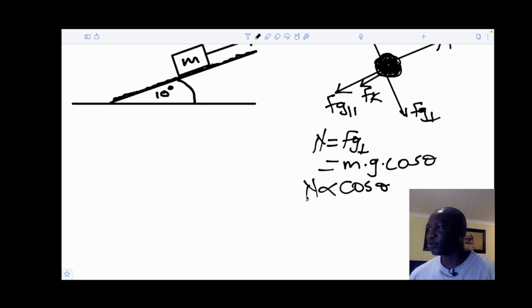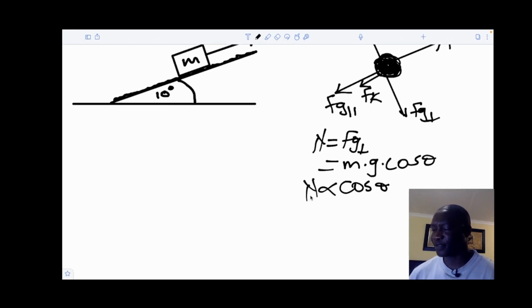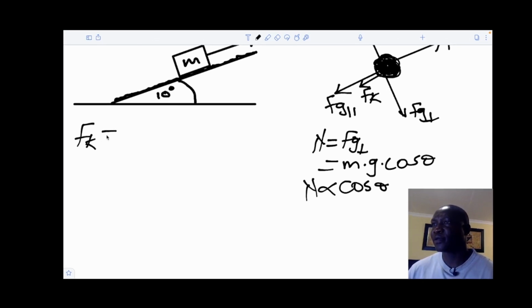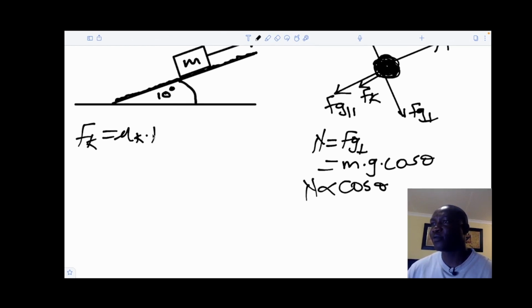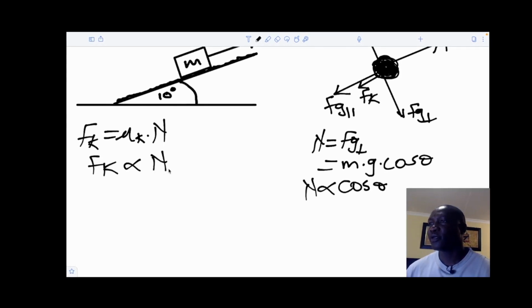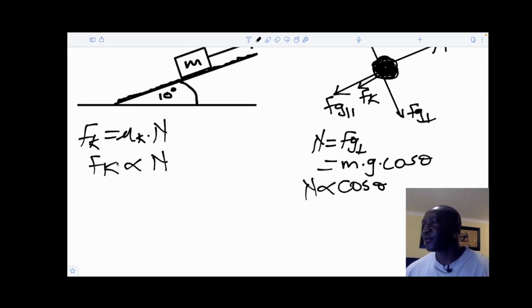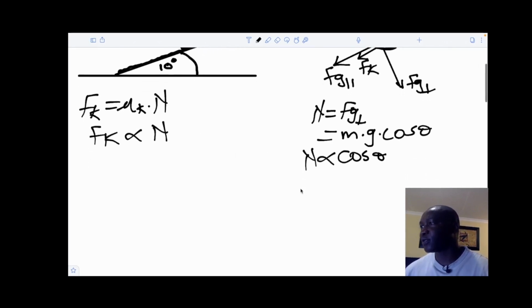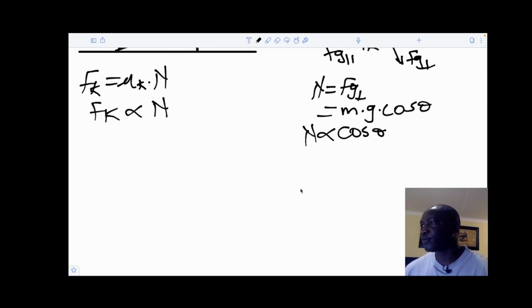Then how will this normal force affect the kinetic friction force? If we look at the formula for kinetic friction force, it is given by the coefficient of kinetic friction multiplied by the normal force. Now, because this coefficient is constant, that would mean the kinetic friction force is directly proportional to the normal force. So if the normal force increases, the kinetic friction force will also increase. Now, the angle of the incline given here is 10 degrees. So let's look at what the outcome of cos of theta will be.